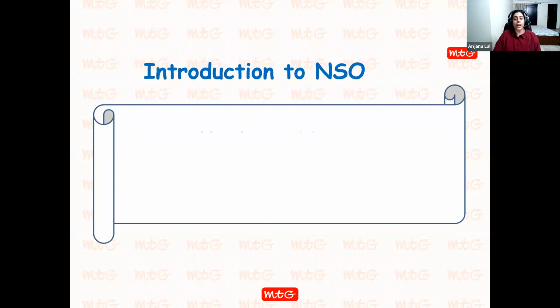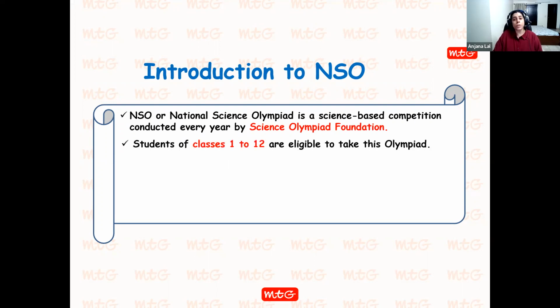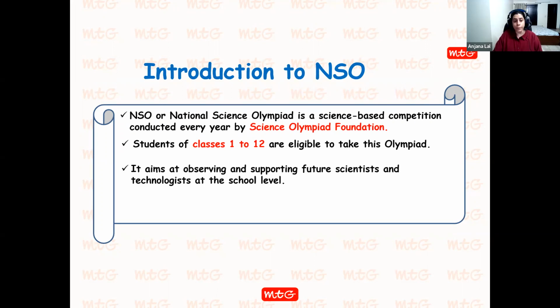Introduction to NSO. NSO or National Science Olympiad is basically a science-based competition which is conducted every year by SOF, that is Science Olympiad Foundation. The students of class 1 to 12 are eligible to take this Olympiad exam. It aims at observing and supporting future scientists and technologists at school level.